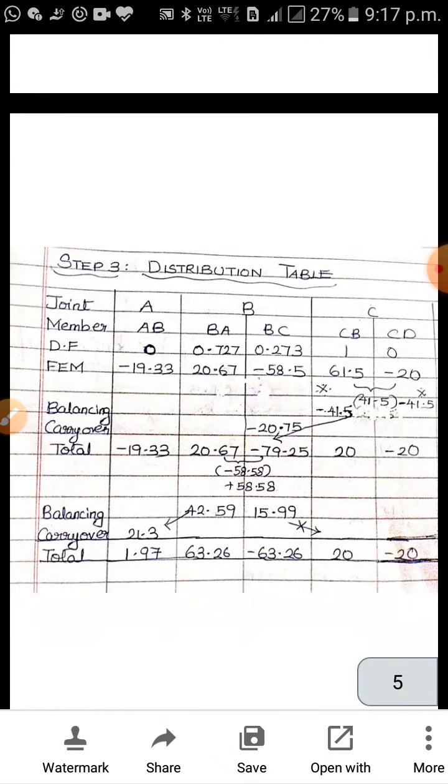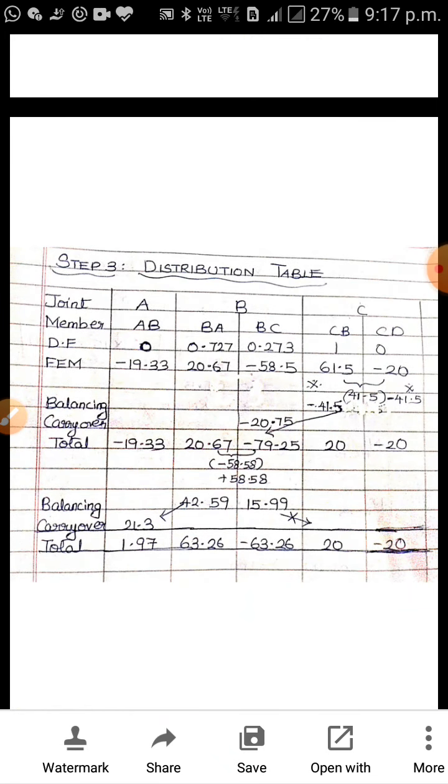Now the distribution table, you already know. At joint A there is only one member, AB. At B you have two members, so BA and BC. At C also you have CB and CD. D, no need to consider because it is not a support at all. There is no support at D. And write all the members, distribution factor, fixed end moments.